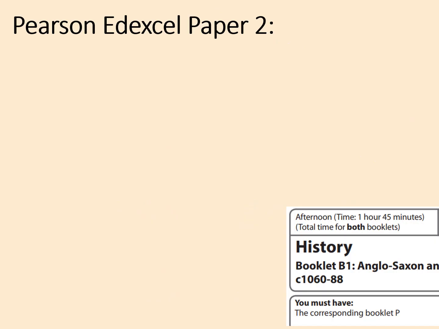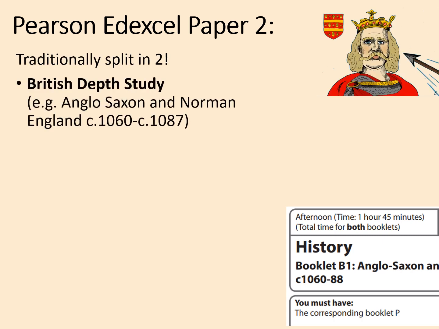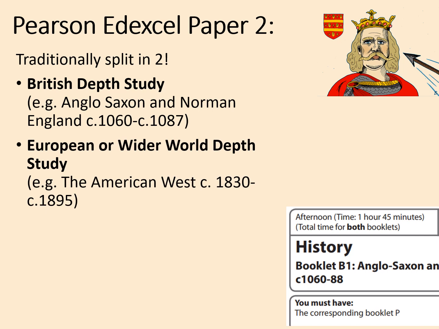Let's get a bit of background about the Pearson Edexcel Paper 2. Traditionally, this is split in two. One is a British depth study, and the other is a European or wider world depth study. The topic that I teach is Anglo-Saxon and Norman England circa 1060 to circa 1087 and the American West 1830 to 1895 for the wider world depth study.